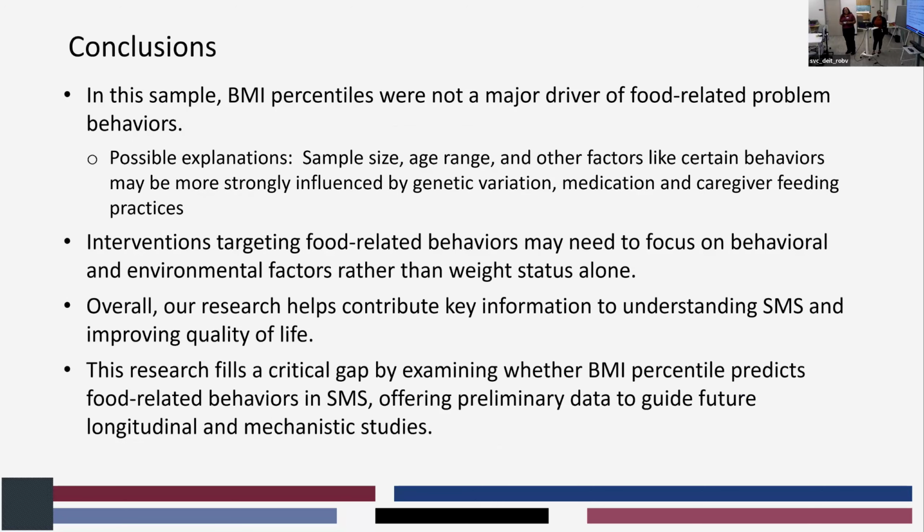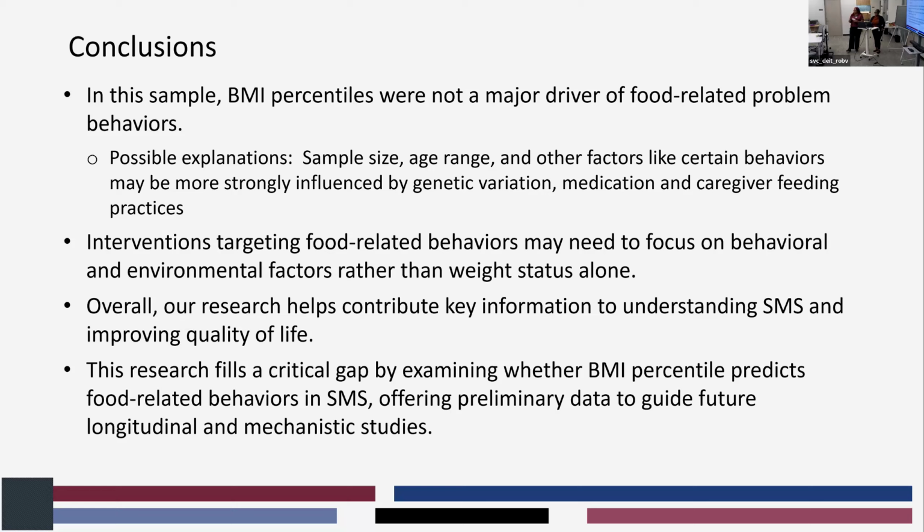In conclusion, BMI percentiles were not a major driver of food-related issues or food-related behaviors. Some possible explanations for why we didn't see a trend could be the sample size, which was kind of small. The age range, 2 to 20, is a very huge gap, and younger children before the age of 6 grow significantly quicker than after the age of 6. So age range definitely needed to be delved into a little bit deeper.